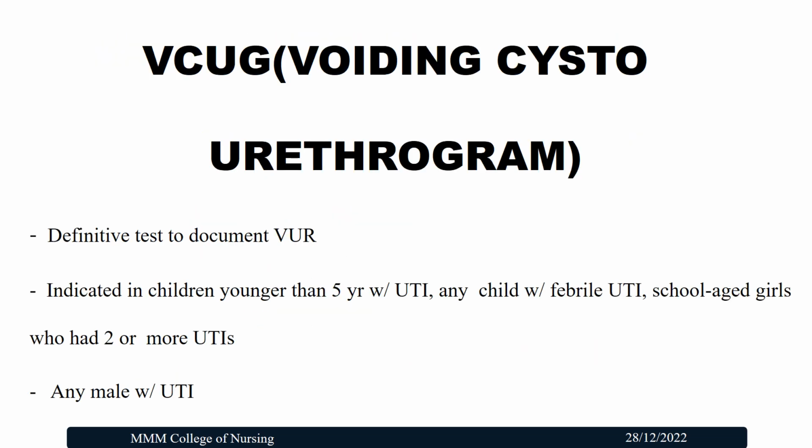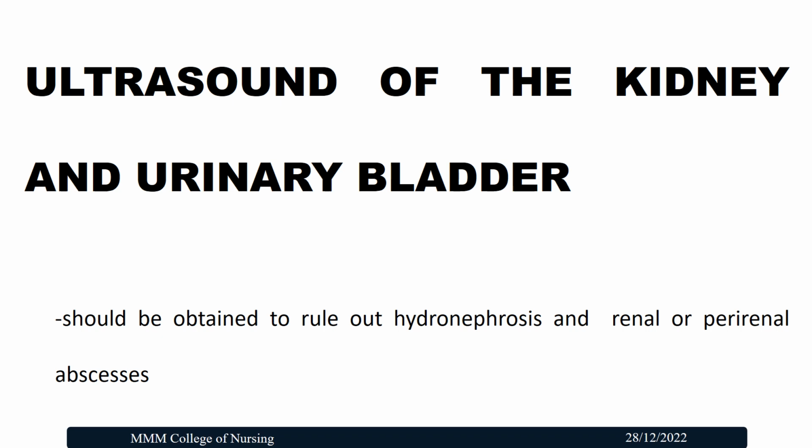Next comes the voiding cystourethrogram, the definitive test to document the reflux. Voiding cystourethrogram is indicated in children younger than 5 years with UTI and any child with febrile UTI, school-aged girls who had 2 or more UTIs, and any male with UTI. Next, ultrasound of the kidney and urinary bladder should be obtained to rule out hydronephrosis and renal or perinephric abscess.